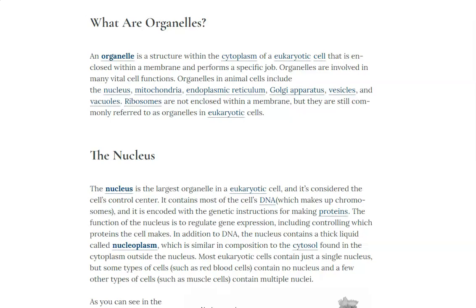And organelles are specialized structures within the cytoplasm. And we'll look at the nucleus, the mitochondria, the endoplasmic reticulum, Golgi, vesicles, and ribosomes. All of those have a special structure. So let's first look at a ribosome.